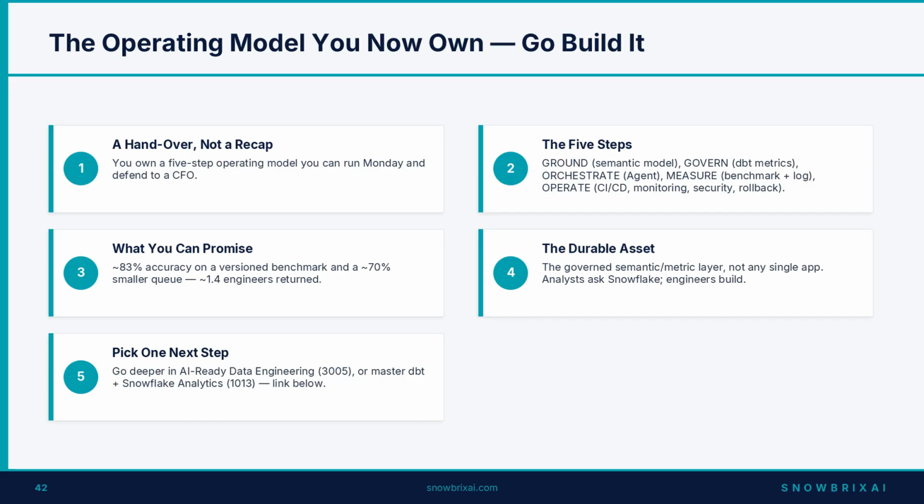And what you can now promise out loud: about 83% accuracy on a versioned benchmark, a roughly 70% smaller ad-hoc SQL queue, about 1.4 engineers of fetch work returned to the roadmap. The durable asset is the governed metric layer, not any single app. Your analysts ask Snowflake, your engineers build instead of fetch, so pick one next step.